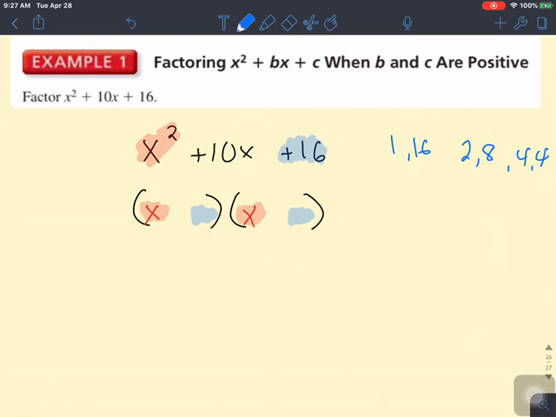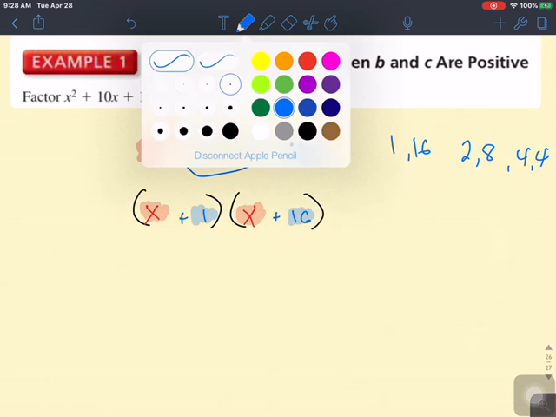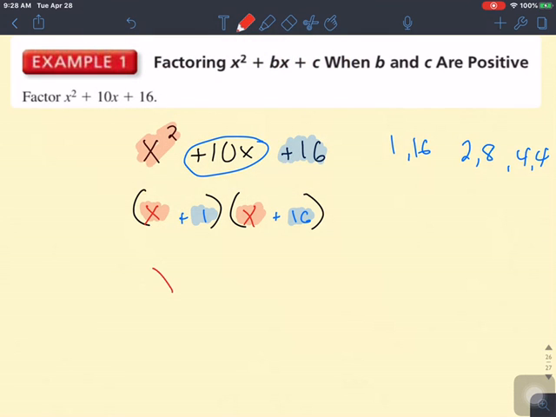The question here is, now we've got to look to the middle. Let's just say that you guys selected 1 and 16. The question is, will this give us 10x in the middle? Well, let's try. Let's distribute. Let's multiply. X times x is x squared. X times 16 is a positive 16x. Then 1 times x is x, and then 1 times 16 is 16.